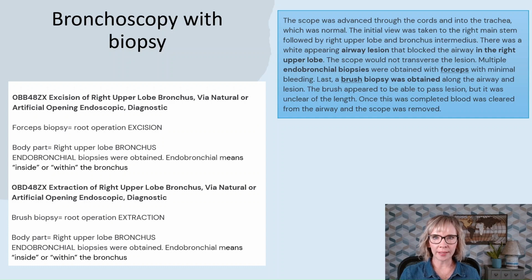There was a white appearing airway lesion that blocked the airway in the right upper lobe. The scope would not traverse the lesion. Multiple endobronchial biopsies were obtained with forceps with minimal bleeding. Last, a brush biopsy was obtained along the airway and lesion.